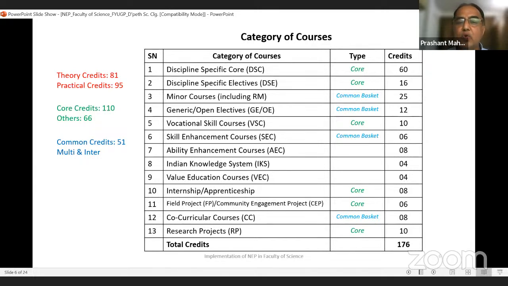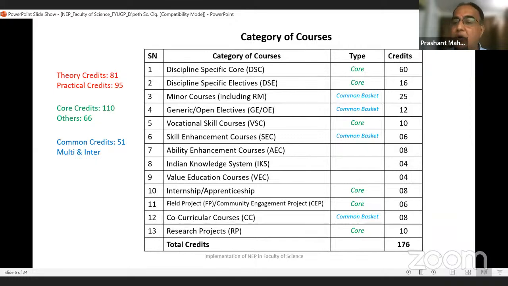I have counted in the core, if you see in the table 3rd column, in green color: discipline specific core, discipline specific elective, vocational skill courses, internship, apprenticeship, field project, and the research projects. These many items which are marked with green color, written as core, are considered into core credits. So core credits come to around 110. Whereas the other credits, which we will come to later, are 66. It makes the total 176.